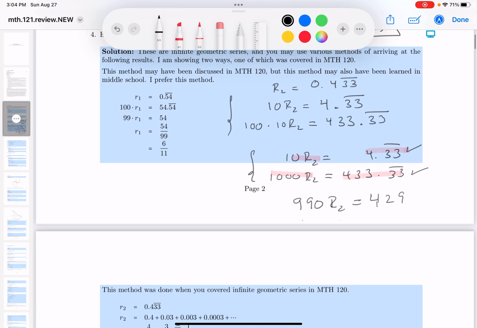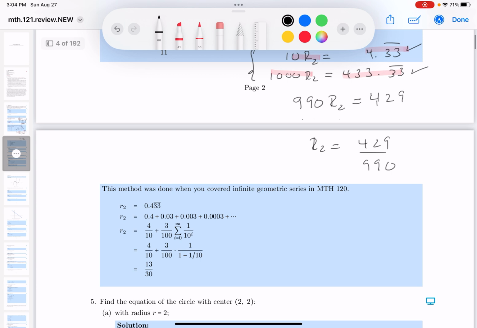What do you get here? R2, 429 over 990. Now, granted, someone's going to say, what are you going to do with that? I would leave it that way, to be honest with you. But what I want to talk about is that I'm going to do something, maybe you think it looks crazy, but I'm going to divide through by 3.